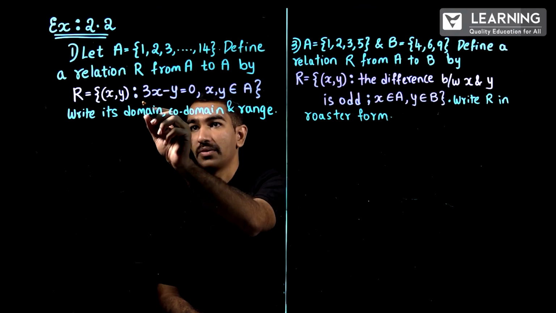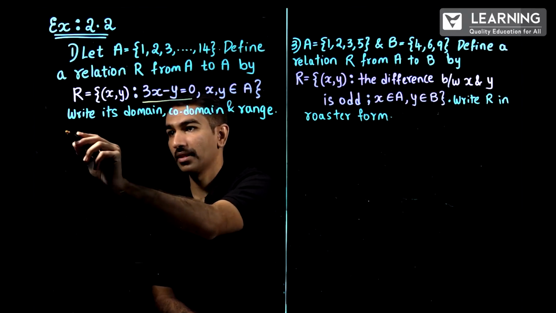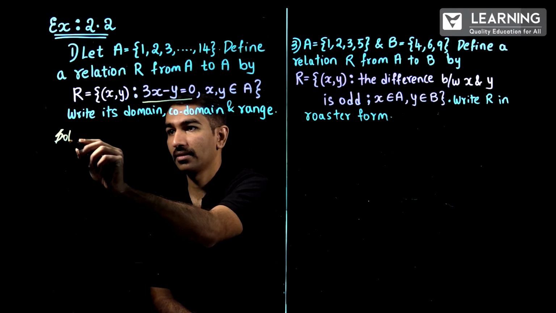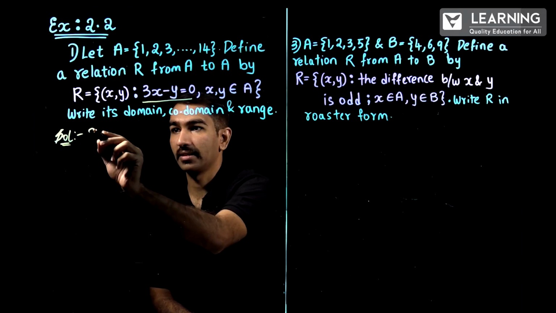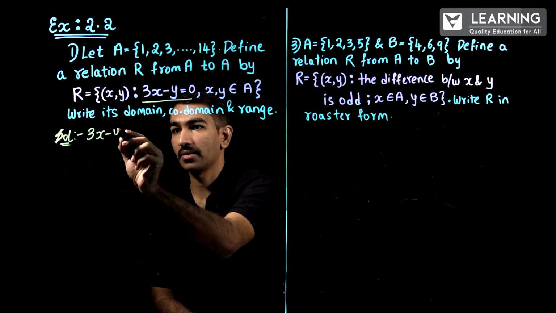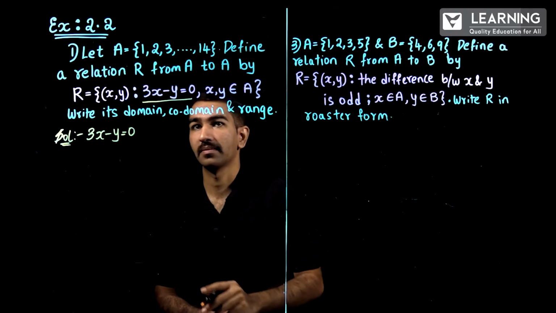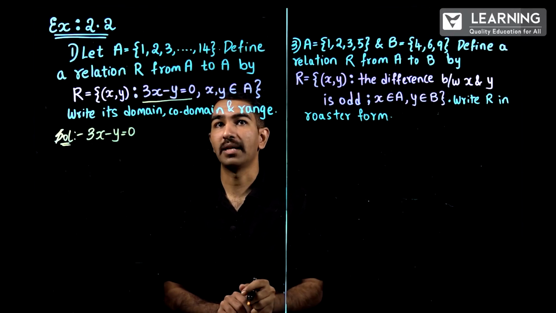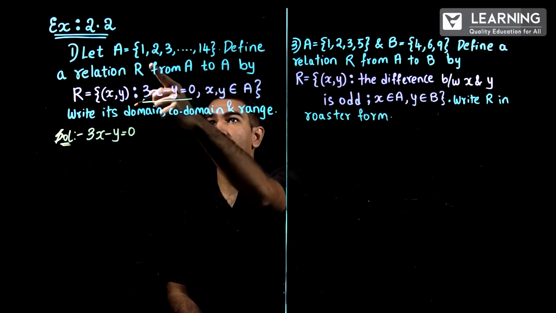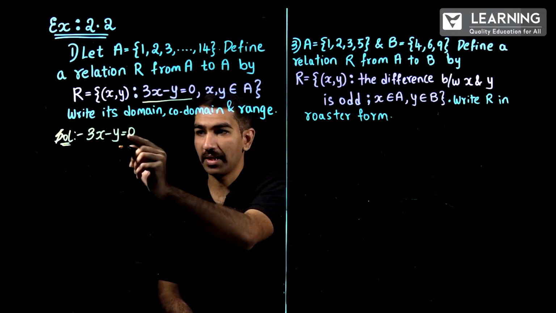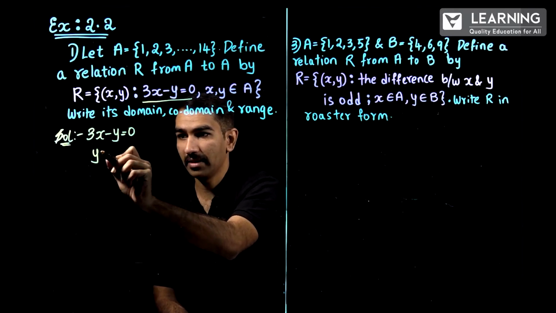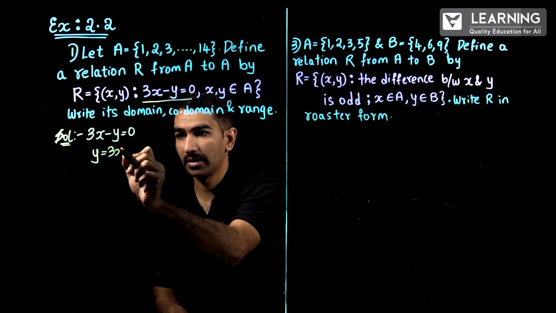So what is given here, students? This becomes important for us. So here under solution, we can write 3x minus y equals 0. Okay, so x comma y belongs to A, and what is A, students? 1 to 14. So sending minus y to that side, what will happen? y will become equal to 3x.